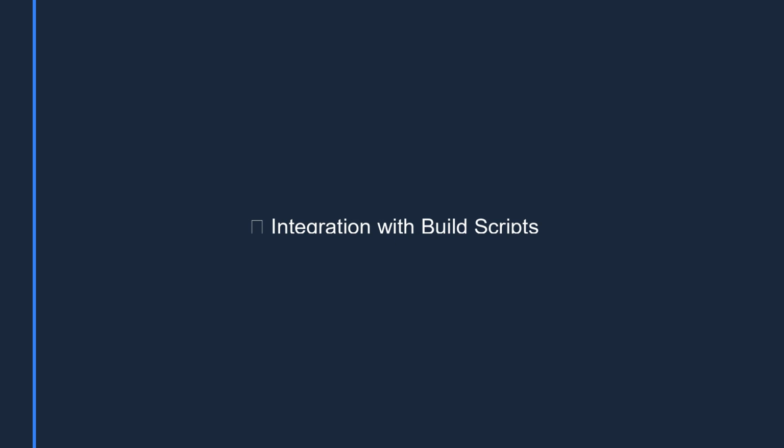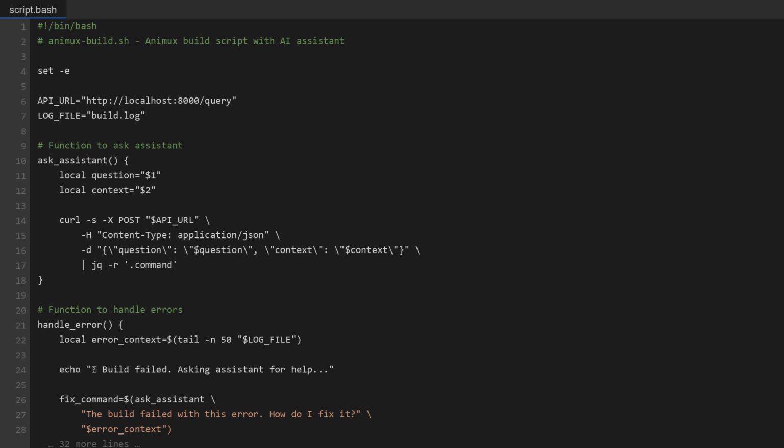Integration with build scripts. The animx-build.sh script demonstrates the most practical integration pattern, embedding the AI assistant directly into an existing build pipeline. The script opens with set -e, which means any command failure immediately halts execution. Errors can't silently propagate. The API_URL variable points to your local FastAPI server.